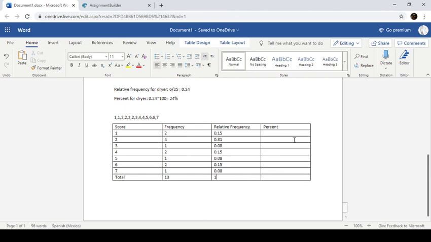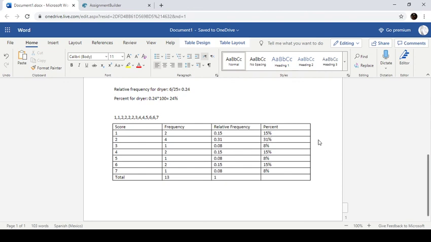And now the easiest part, percent. Just move that decimal over twice to the right, and we've got our percents. So 15%, 31%, 8%, 15%, 8%, 15%, and 8%. And there's our frequency distribution.